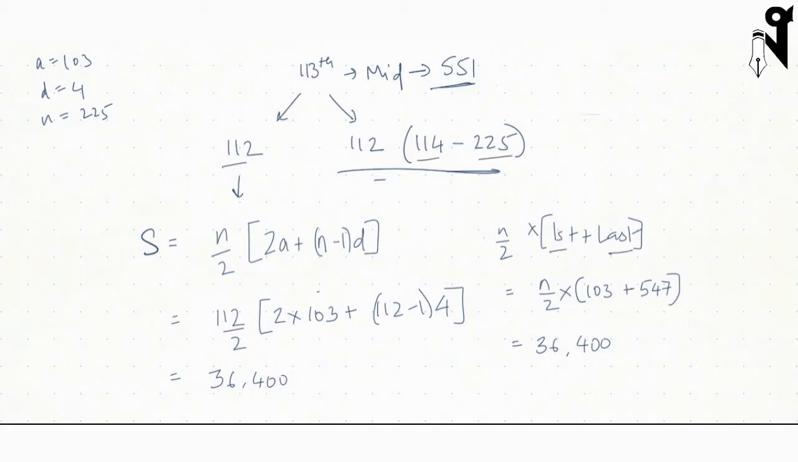So I can just write this as n by 2 into, so the 114th term will be the one immediately after 551. So that's going to be 555. And the last term we already know is 999.